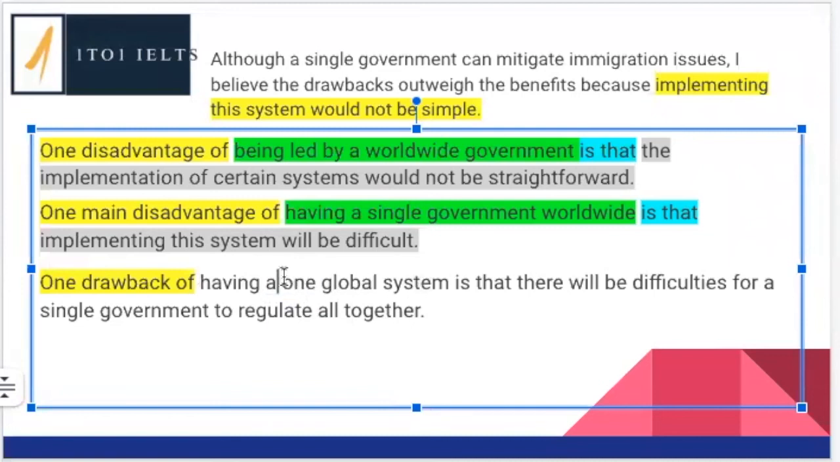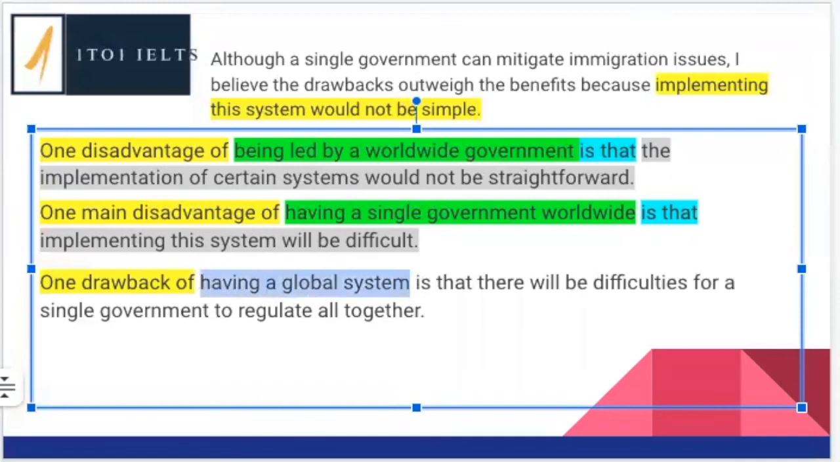So it would be a bit like me saying having a global system is that. So we don't need both words because they both mean the same thing. So one drawback of having a global system is that there will be difficulties for a single government to regulate all together. So, okay, having, yes. So to regulate all together doesn't work here.